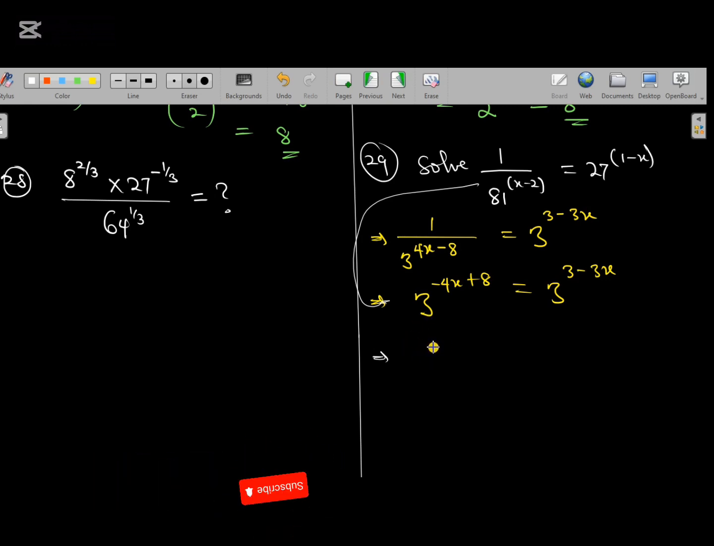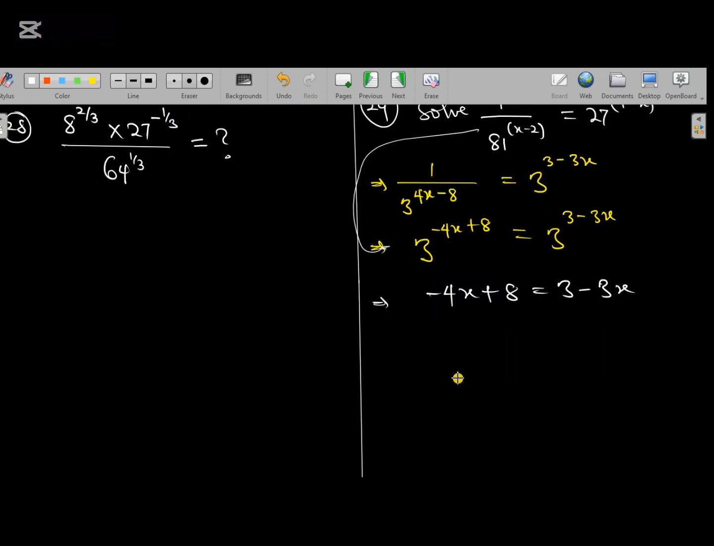So this is now going to give us equal bases. We have gotten equal bases, so our powers, minus 4x plus 8, will be equal to 3 minus 3x. We can bring x to one side and the numbers to the other. So here we would have minus 4x, and minus 3x coming over will become positive. So we have minus 4x plus 3x, which is minus x, is equal to 3, and 8 coming over here will be minus 8. So 3 minus 8 will be minus 5. Therefore, our x is simply equal to 5. How did we get that? Minus signs will cancel out, and that is your solution.